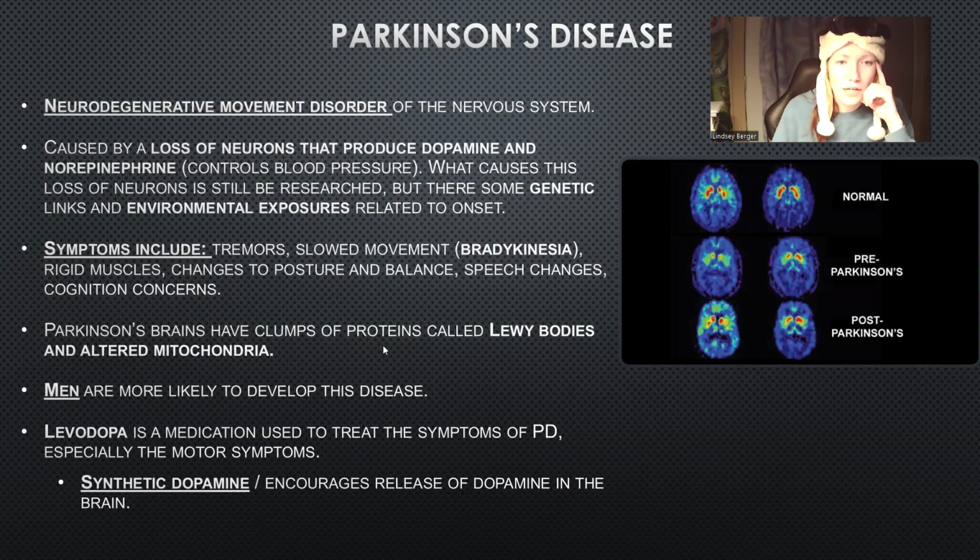Similar to the brain of an Alzheimer's patient with the tangles and the plaques, if you look at the brain of a Parkinson's patient, they have Lewy bodies. It's another type of protein that's also, again, interfering with signals and causing problems.